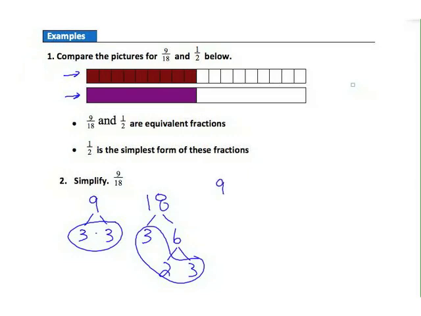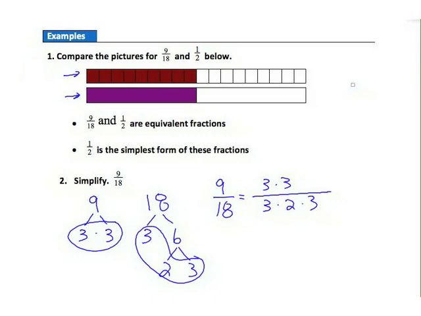Now I'm going to go back to my fraction, 9/18, draw a big fraction bar, and write the prime factorization for each of these numbers. For 9, that was 3 times 3. And for 18, I had 3 times 2 times 3. Now I'm going to look for common factors in both the numerator and denominator and divide these common factors out.